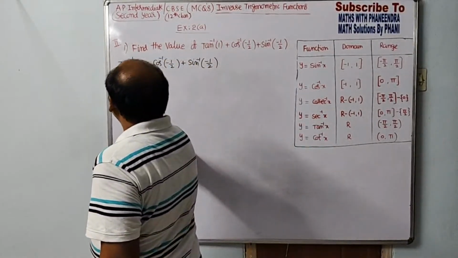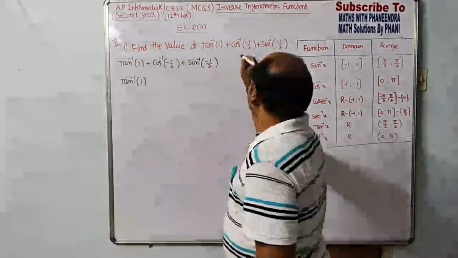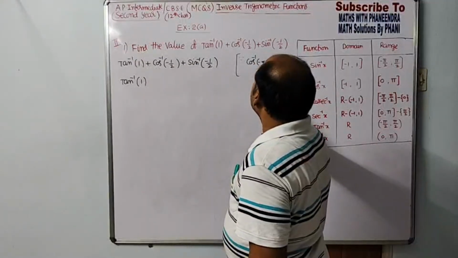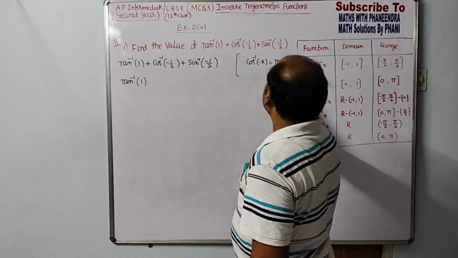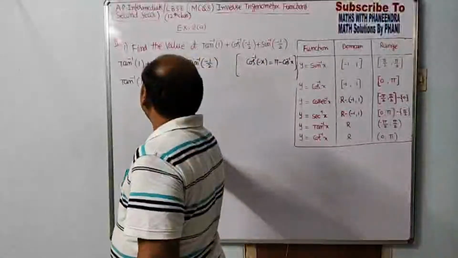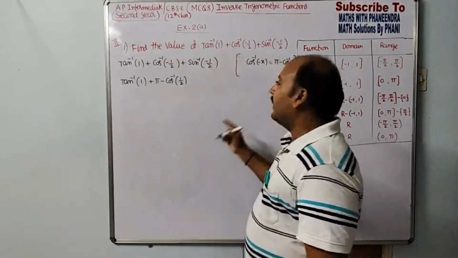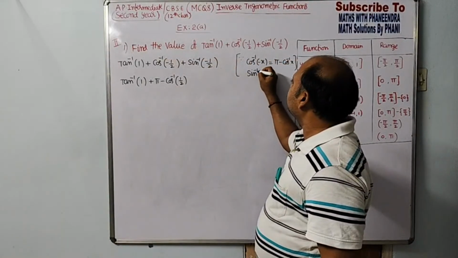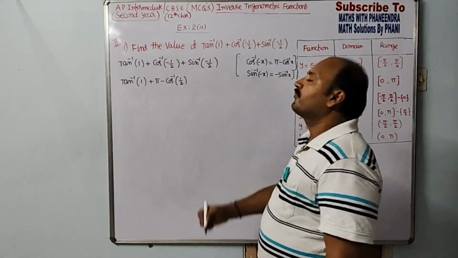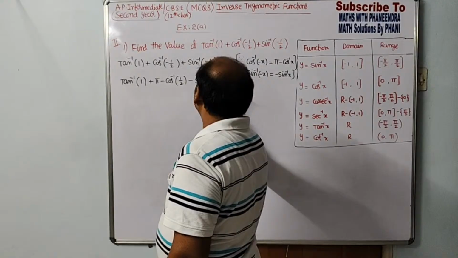First, tan inverse of 1, as it is, you write it, dear students. Cos inverse of minus x. Here, the formula we are going to apply, I am writing: cos inverse of minus x is equal to pi minus cos inverse x. So we can write it as pi minus cos inverse of 1 by 2. Next, sin inverse of minus x is equal to minus sin inverse x. So, minus sin inverse of 1 by 2.